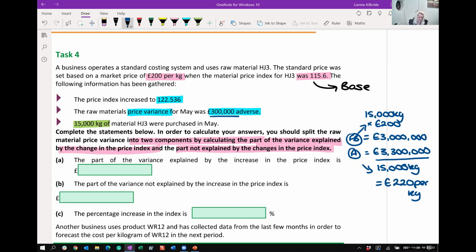So what we need to do is work out what the cost would be based on that index price of 122.536. How we do that is we take the original budget cost, the base cost, and we divide that by the base index. Once you have divided by the base index, you then multiply it by the current index, which is 122.536.